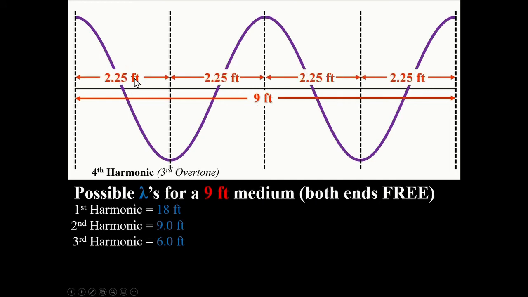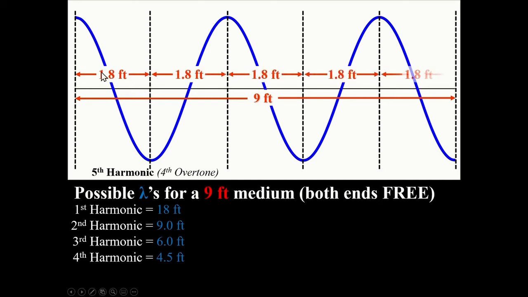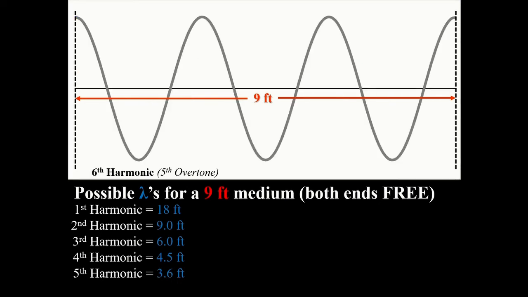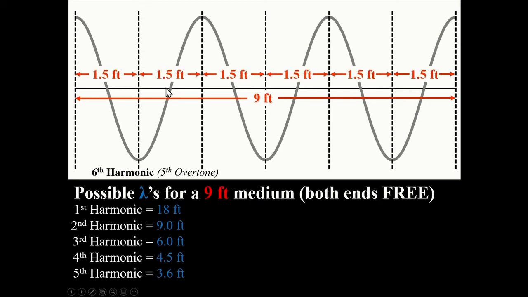9 divided by 4 is 4 and a quarter. Half a wavelength is 4 and a quarter, so the whole wavelength must be twice that. Instead of 4 halves, let's fit in 5 halves. 9 divided by 5 is 1.8. But if half a wavelength is 1.8, the whole thing must be twice that. And then instead of 5 halves, let's fit in 6 halves. If half a wavelength is 1.5, that's 9 divided by 6, the whole wavelength must have been 3 feet. Okay?